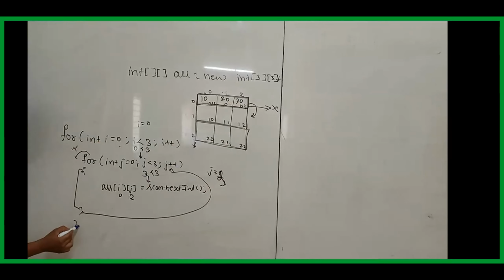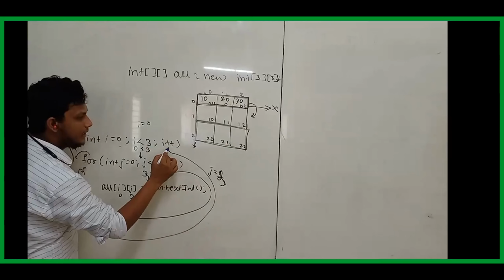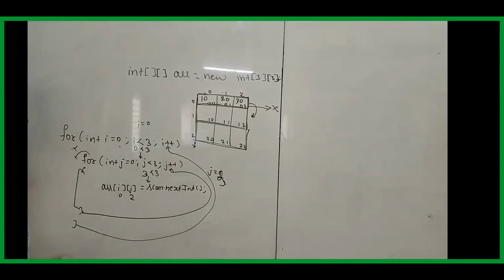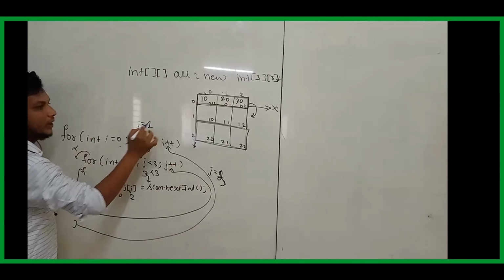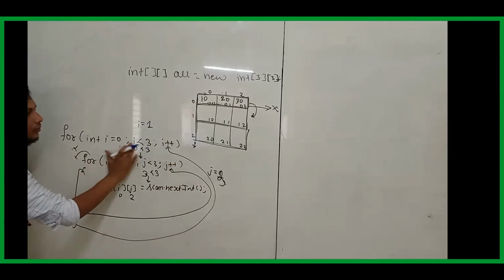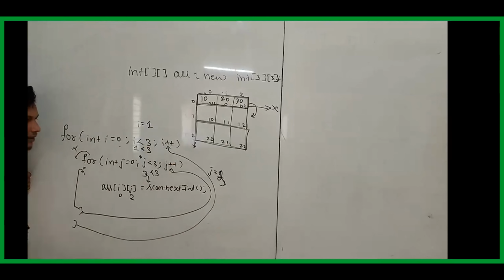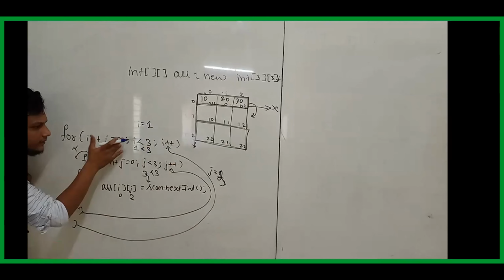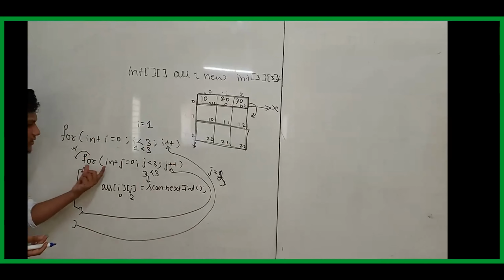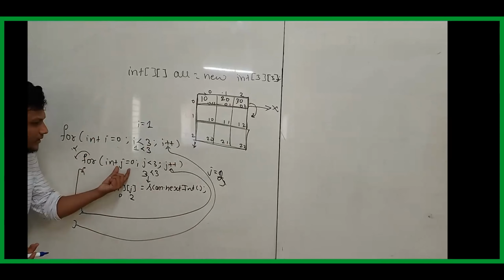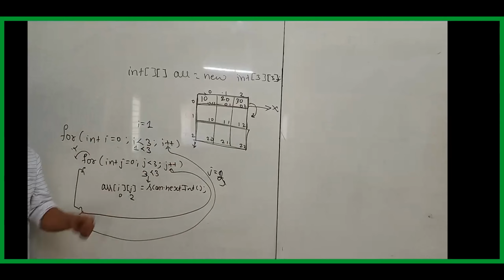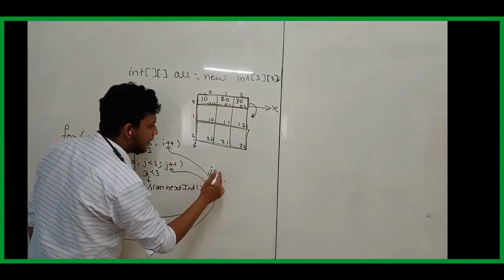Then control will come and it will increment the i value. Then i value will become what? Now 1. Okay. After 1, what will happen? Tell me, is 1 less than 3? Control will come here. Once it comes here, again from scratch the inner loop starts. Then again, j value will be set to 0.